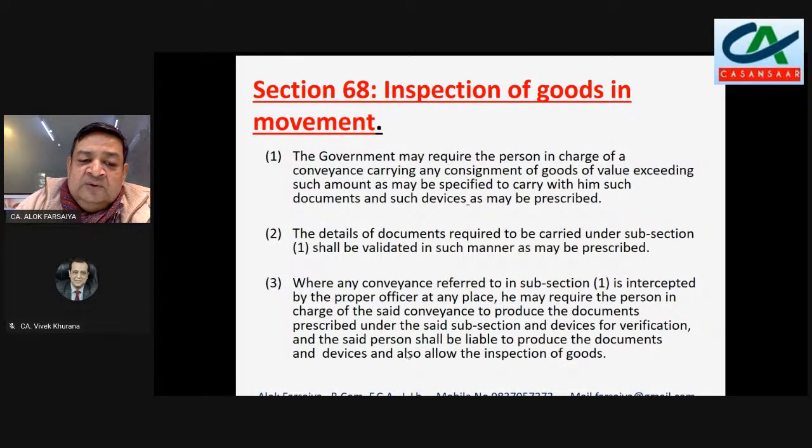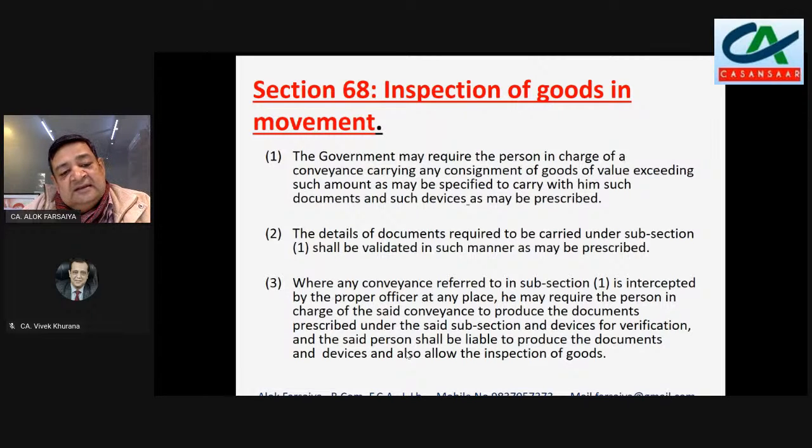So the rule is very clear. The person who is making the movement of the goods, in the same way as when I say the consumer, the purchaser who is the recipient of the goods can also generate the e-way bill.